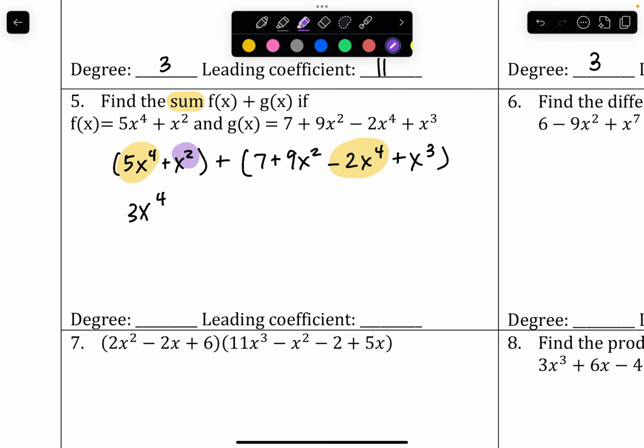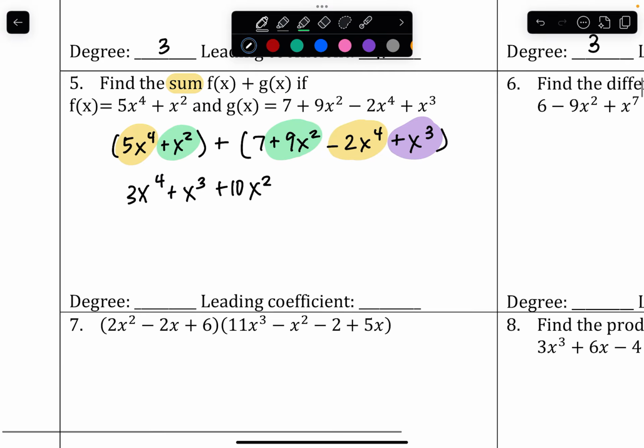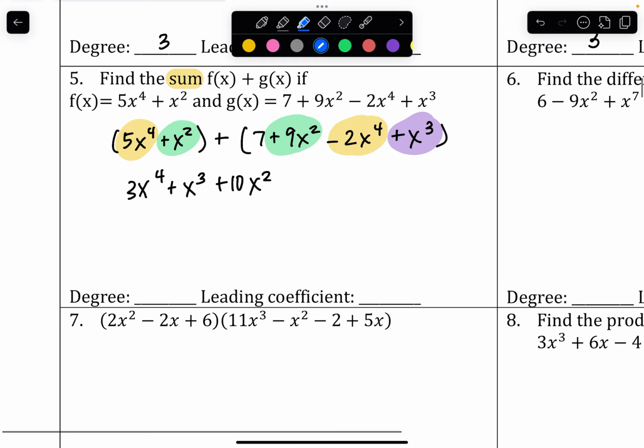And then we have an x cubed. There's only one. X squared would come next. X squared plus 9x squared, which is 10x squared. And then we don't have an x term, but we do have one constant. So we would put that in the end.